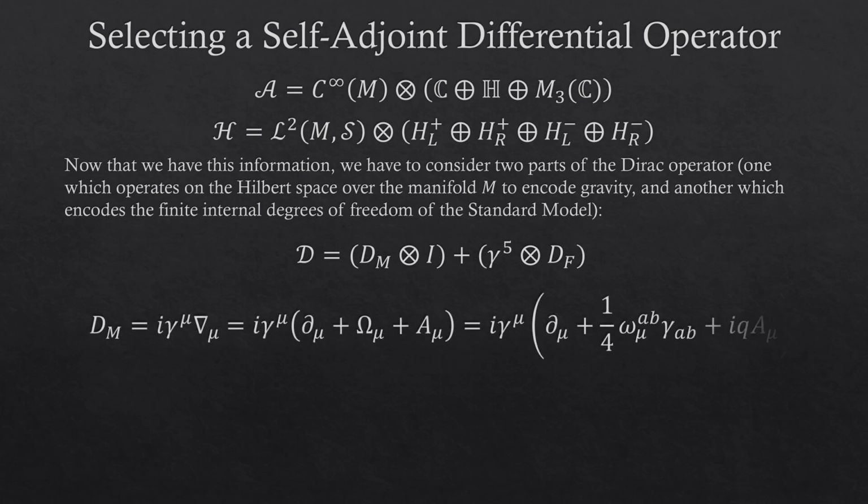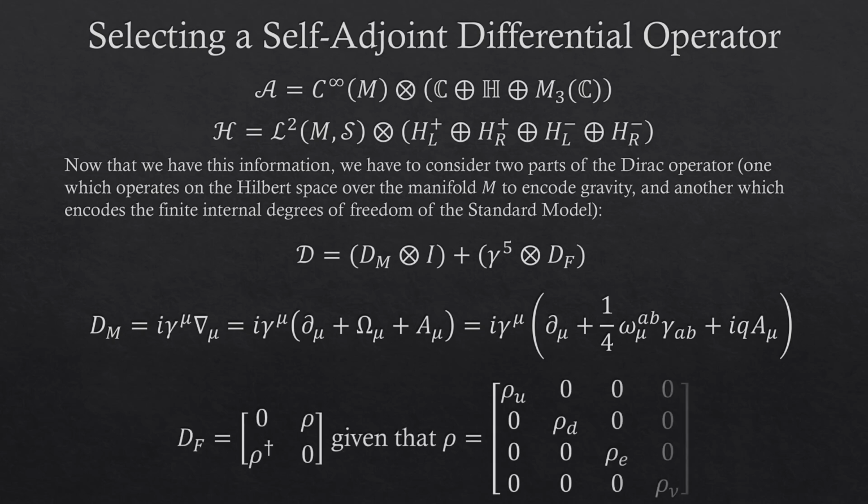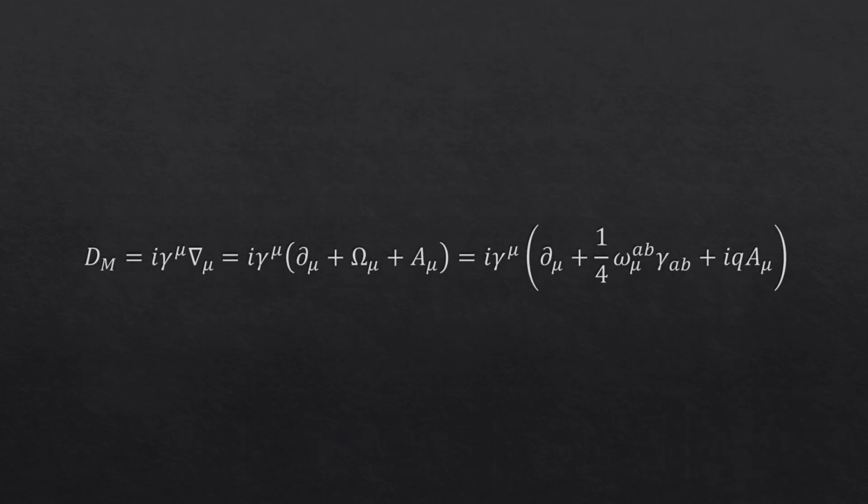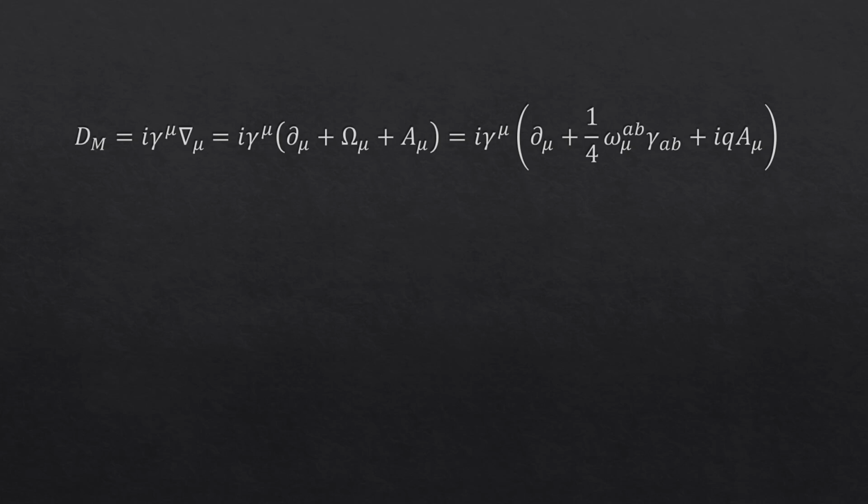Now normally we would have a covariant derivative acting on gamma matrices, with both spin derivative connection coefficients as well as gauge derivative connection coefficients. The geometric part features a density of matrices. In this case, it includes rho, which then includes fermionic masses, and including neutrinos if necessary, as well as CKM mixing parameters. But there is a catch with that gauge term in the Dirac operator. It goes to 0.